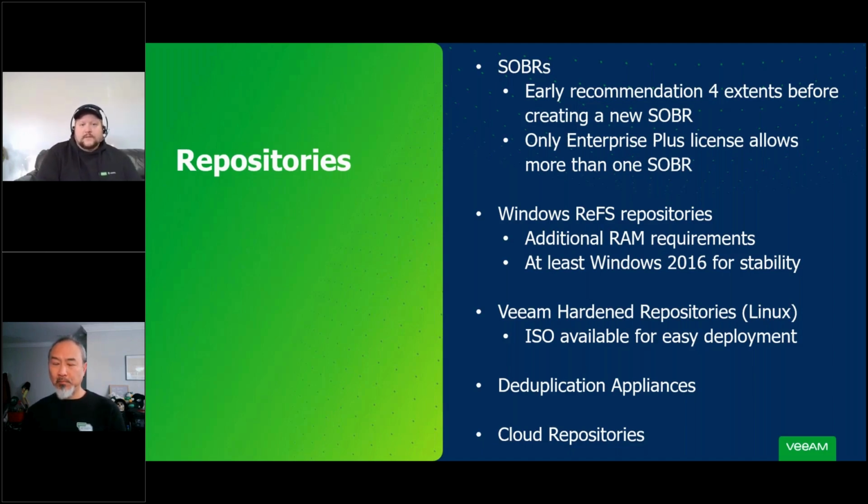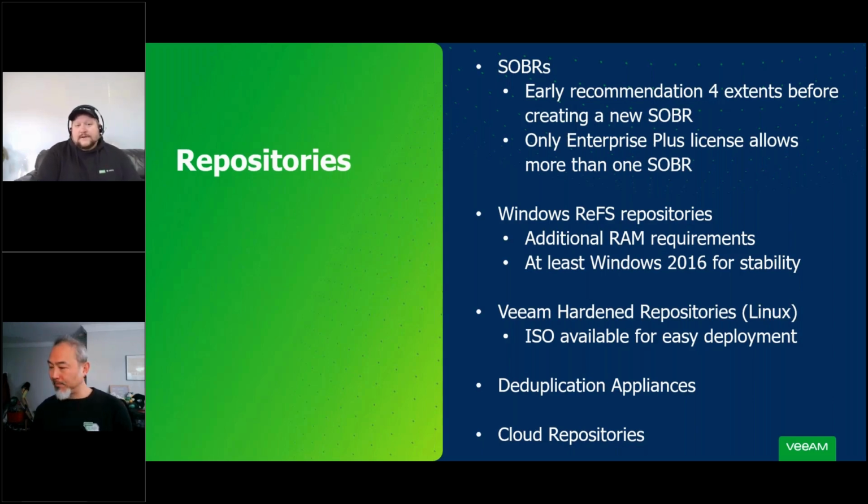And then when you're talking about the Linux hardened repositories, these are a great way to get immutability into your environment at relatively low cost. So you can have your Linux server formatted with XFS. You can do all this work yourself. It's not a lot of effort. I know there are many people on our call that have done that before, but Veeam now also has an ISO available that can deploy that hardened repository for you. Obviously, you need the hardware to support it, but you boot into that ISO, you install the OS, and it does all the settings necessary to get you a Veeam Linux hardened repository. So it's a great way to get that immutability into your environment at very low cost.